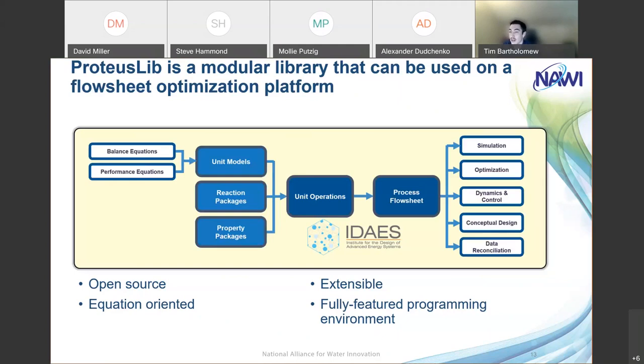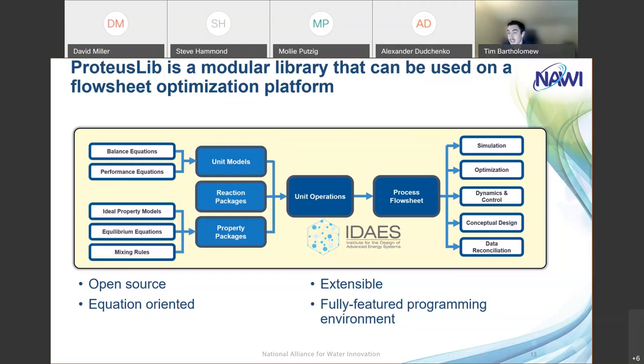Unit models would have balance equations like mass conservation and energy conservation, and also performance equations for that process unit. They also have to be paired with property packages to calculate the properties that are used in that model. These have ideal property models, equilibrium equations, and mixing rules.